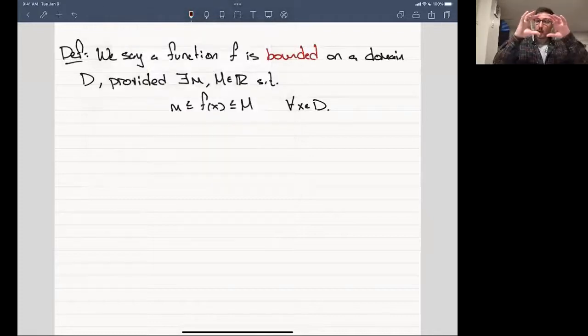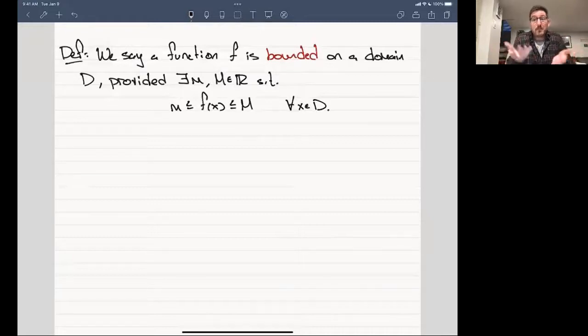This is a fairly intuitive thing for you to think about. You can draw two horizontal lines in the XY plane, and your function is entirely in between those two lines, right? So your bottom one is little m, your top one is capital M, and your function is doing everything it wants, but only within that infinite rectangle. Now, of course, not all functions are bounded. There are plenty of functions we can find that are not bounded.